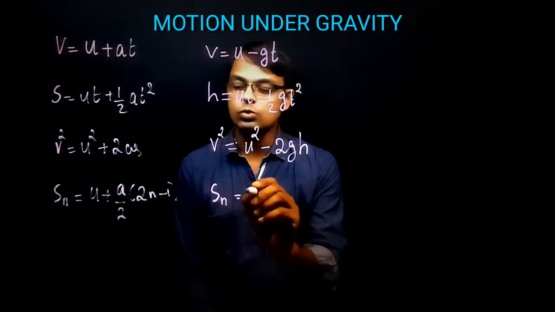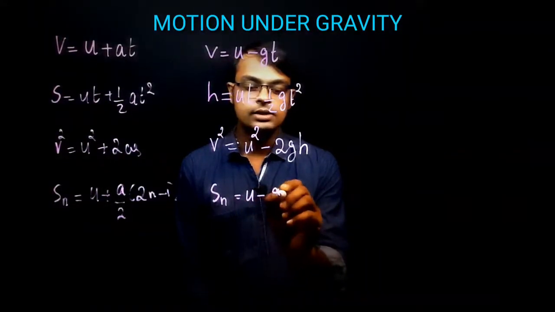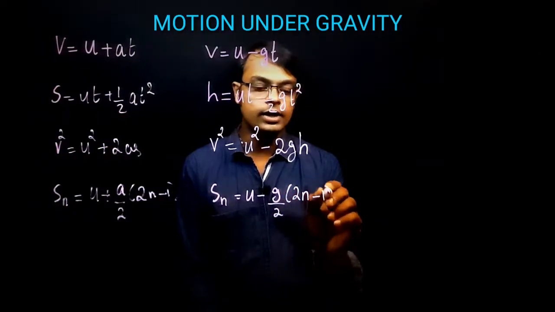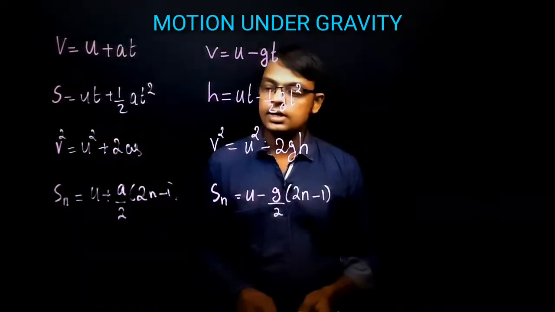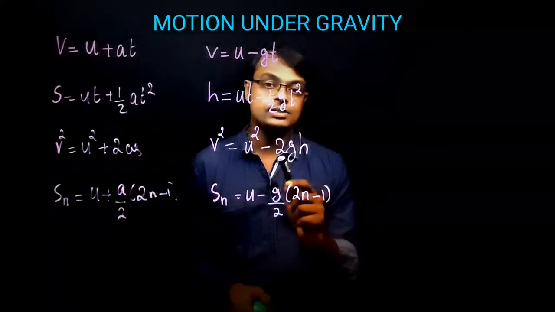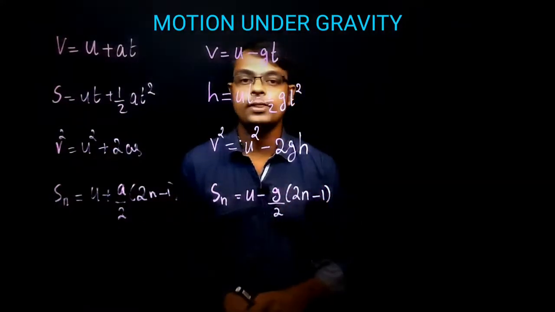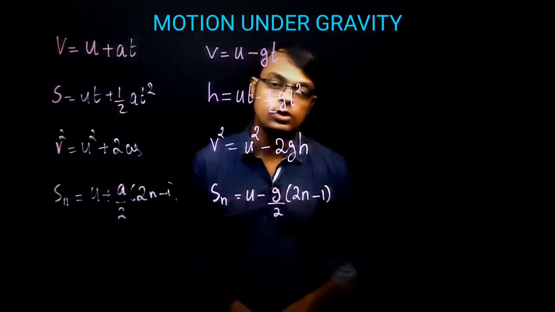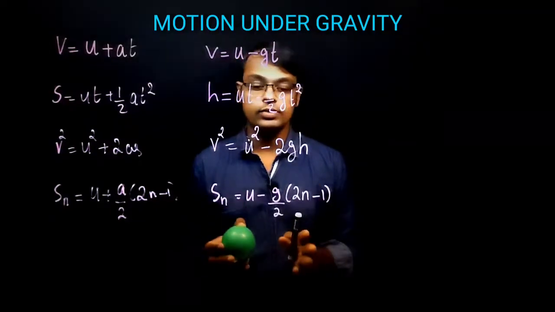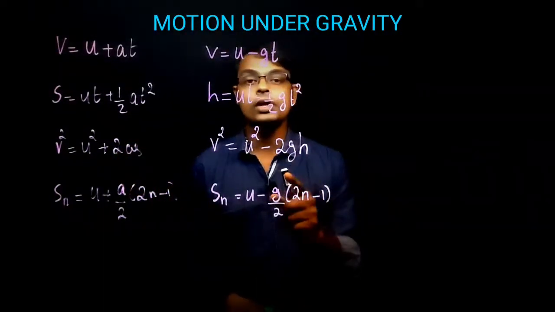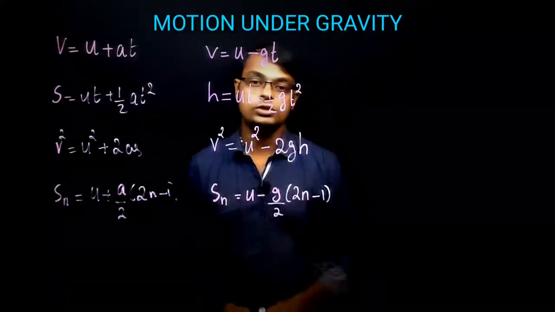hn is equal to what? U minus g by 2 into 2n minus 1. So these are the equations of motion for a uniformly accelerated vertical motion. That is, instead of acceleration, we are using here what? Acceleration due to gravity. So both these equations represent a uniformly accelerated motion. Correct?